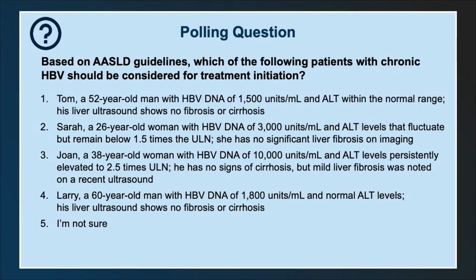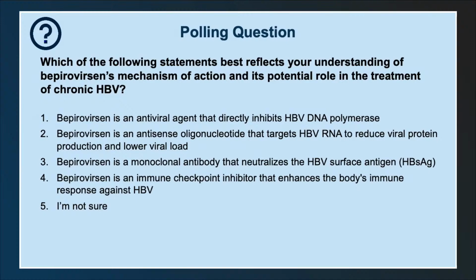Okay, and another polling question. Based on AASLD guidelines, which of the following patients with chronic hepatitis B should be considered for treatment initiation? I won't read the choices here, but there are 5 choices here. And lastly, which of the following statements best reflects your understanding of bepirovirsen's mechanism of action and its potential role in the treatment of chronic hepatitis B?